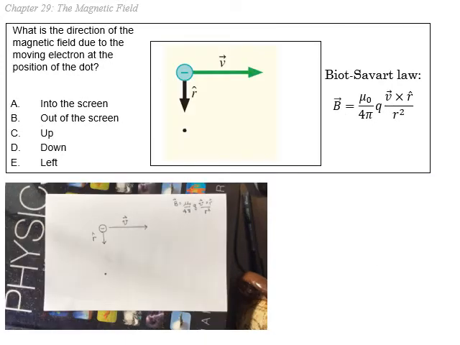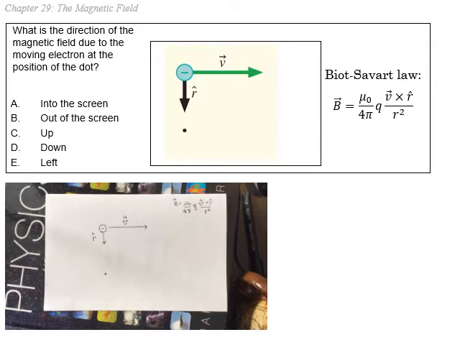Let's do an example with a negative charge. What if we have a negative charge moving to the right and we'd like to find the electric field at some point below the moving charge? So again, we have two ways. We can use the equation or we can use the right-hand rule.